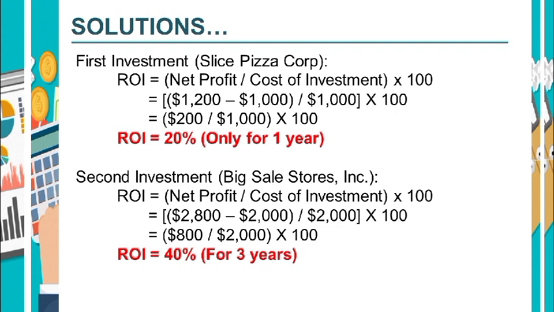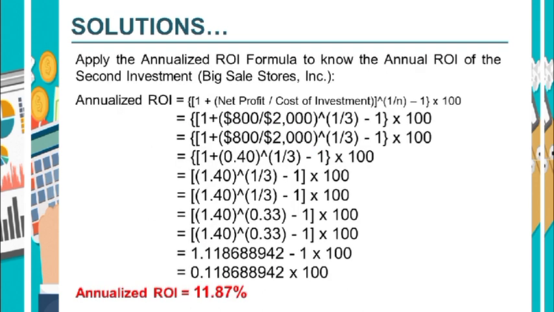As I said, we are now already considering the time factor and comparing the efficiency of two investments. Based on the given problem, the ROI of 20% was obtained only for 1 year, while the ROI of 40% was obtained for 3 years. So, we need to apply the annualized ROI formula to know the annual ROI of the second investment, using the formula of 1 plus net profit divided by cost of investment, raised to the power of 1 divided by n, where n is the number of years for which the investment is held, minus 1, times 100. We're just going to substitute everything until we come up with the result of 11.87% as the annualized ROI.